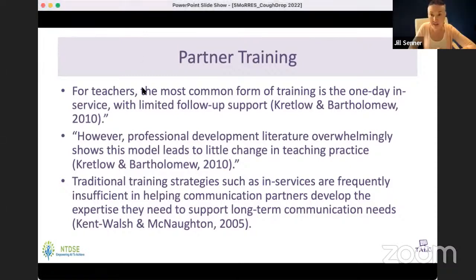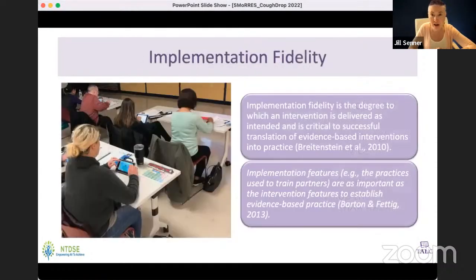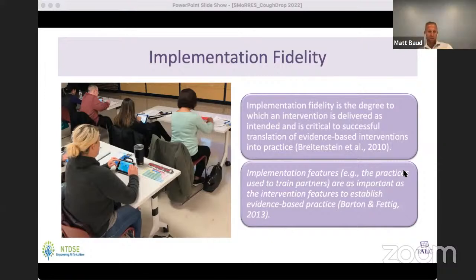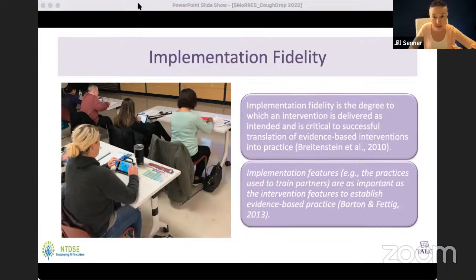Got it. And I see some comments here that some people have even done a 3-day in-service, and teachers are still not following through and implementing. So let's talk about why that might be and what we can do slightly differently to really help people be able to implement this in the natural environment.